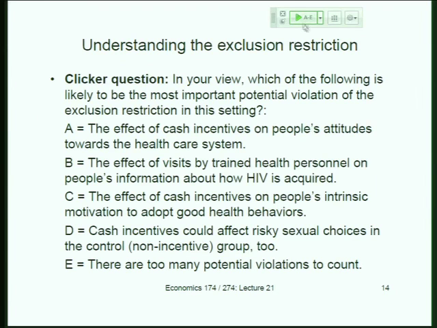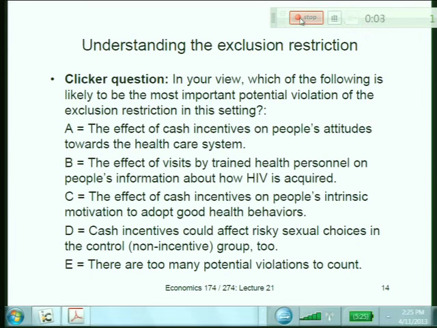So, clicker question. In your view, which of the following is most likely to be the most important violation of the exclusion restriction, if any? Maybe it's not an issue. A. Is it the effect of cash incentives on people's attitudes towards the healthcare system? Have they learned that the healthcare system is this great system that pays you to do good stuff, and that's going to change their behavior in some way? B. Is there going to be some effect, not just of the cash incentive in this experiment, but of the fact that trained health personnel visit you to give you the cash? Is that a different channel that's going to matter here?